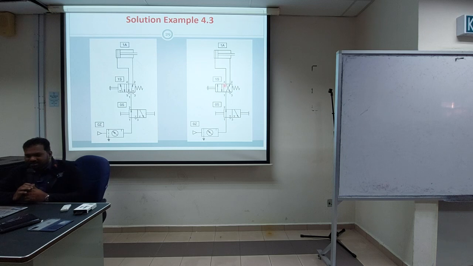Cuba berfikir, discussion kan. Kenapa? Sebab 3/2 one port, kalau 3/2, so ada berapa port? 3 port. So satu port untuk pressure, compressor, satu lagi untuk exhaust. Tu tinggal satu lagi port. So double acting cylinder dia kena ada 2 port, either extend or retract. So 3/2 tak boleh digunakan.